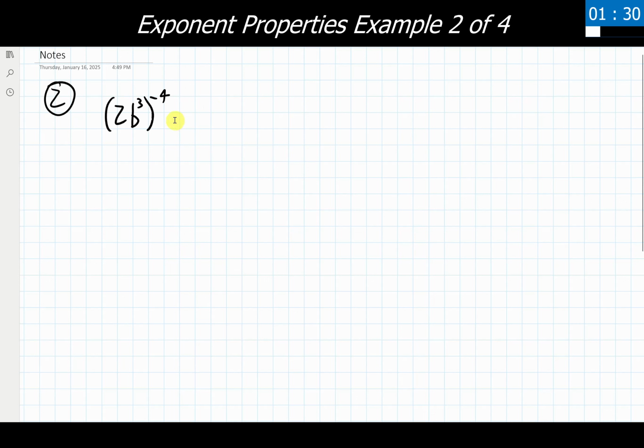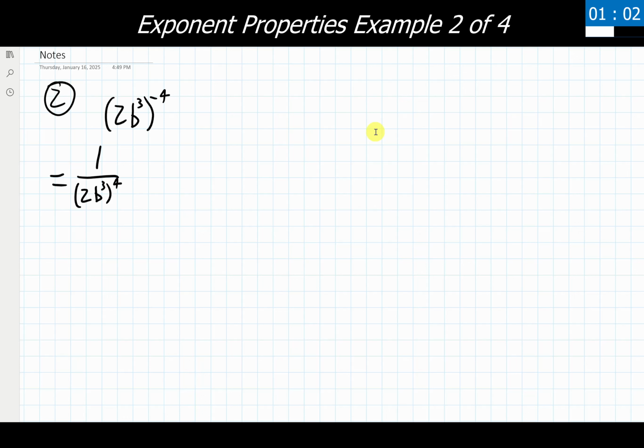For this problem, I feel like working with the negative exponent first is probably going to be the most beneficial, so I'm going to get rid of that negative exponent here. And that tells me I'm going to take everything that is the base of this exponent, which is everything in the parentheses, and I'm going to put that in the denominator part of a fraction. So this is going to become 1 over the quantity 2b to the third, all raised to the fourth power.